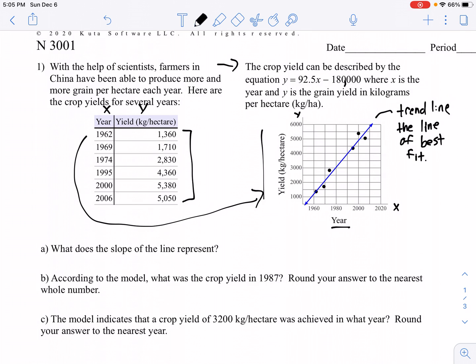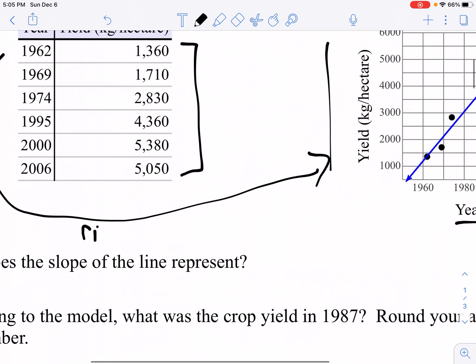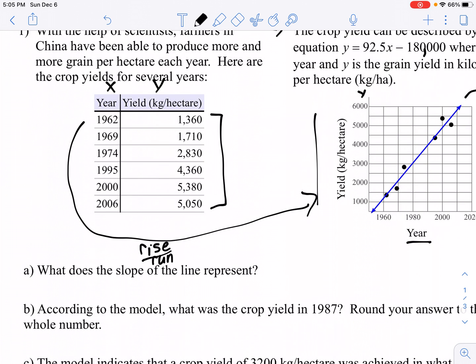Well, when we're talking about slope, remember we're talking about the rise over run. When we had a table, it was our change in y's over change in x. But it's not so simple now. When we're talking about a scatter plot, things aren't necessarily consistent with our slopes. Instead, what we're really trying to determine here is, in general, what does the change in y over the change in x represent? Well, our y values represent the yield, and our x values represent the years.